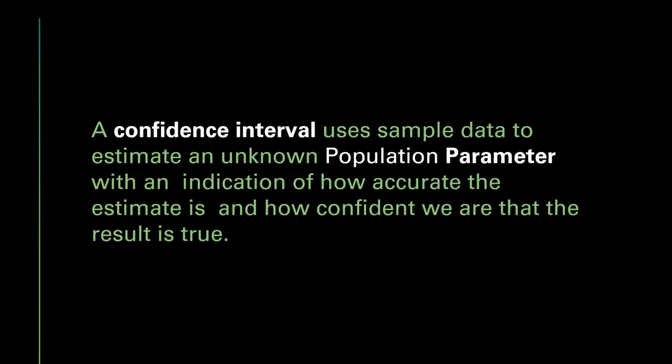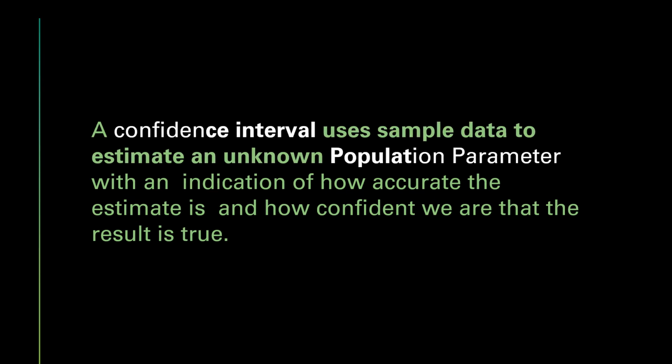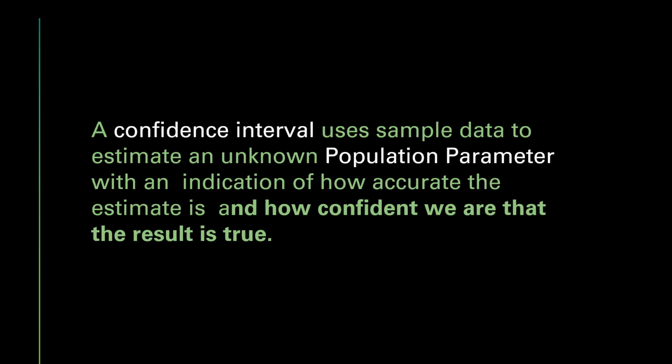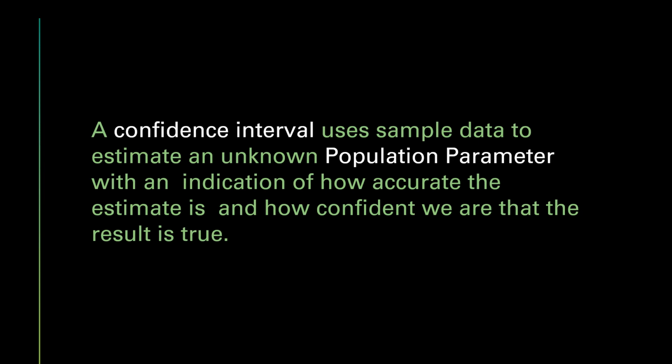A confidence interval uses sample data to estimate the unknown population parameter with an indication of how accurate the estimation is and how confident we are that the result is true. So in fact, the confidence interval uses sample data to estimate the unknown population parameter, and it has two main things. That is, it indicates how accurate the estimation is, and second, how confident we are that the result is true.